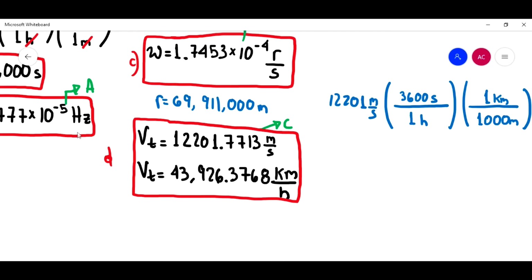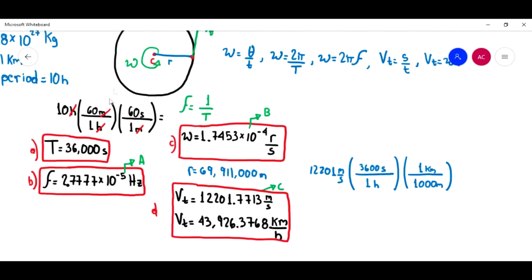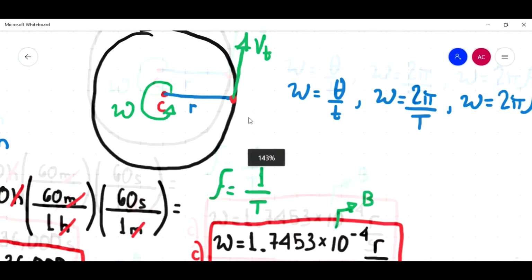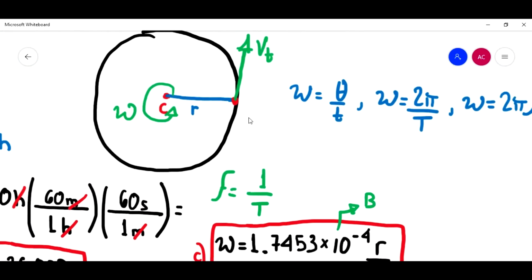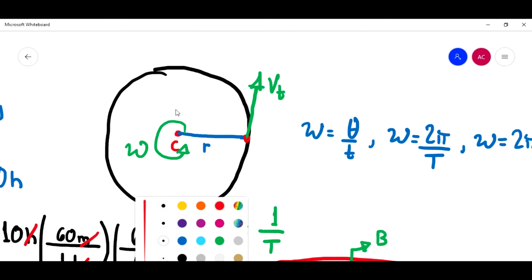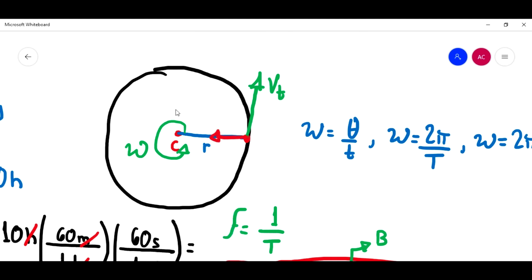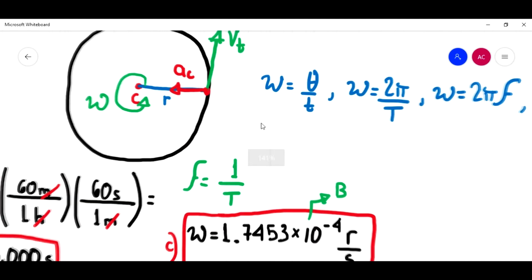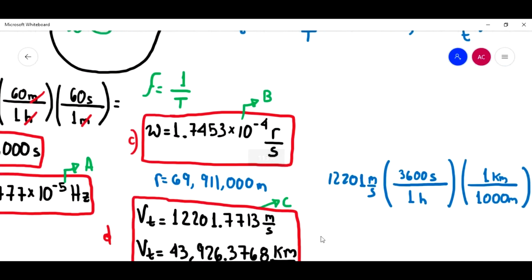Okay, so let's continue. Let's find the centripetal acceleration. Remember that the centripetal acceleration is the one that makes it so that you don't go away. In this case it will be the gravity, because we were talking about a planet, but this is a circle. Imagine that you are spinning a rock, something like that. So there is going to be centripetal acceleration, and it points to the center.